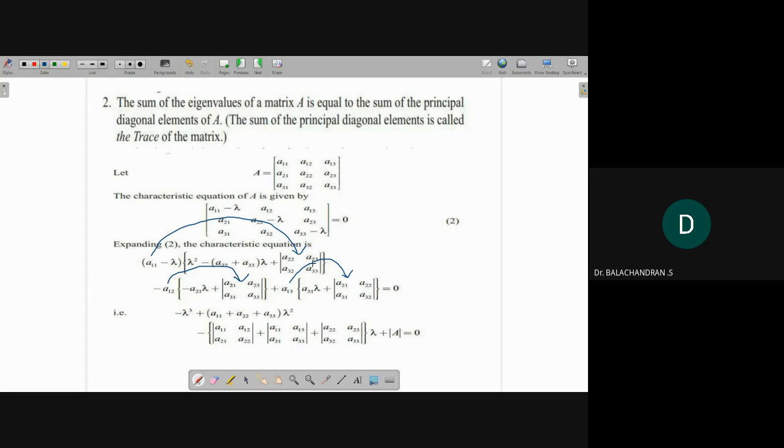That is here. Minus A12. Leave this column, leave this row. Determinant of A21, A23, A31, A33. That is here. Plus A13 into, leave this column, leave this row, determinant of A21, A22, A31, A32. That is here. So if I multiply this combination, I will get the determinant of A.